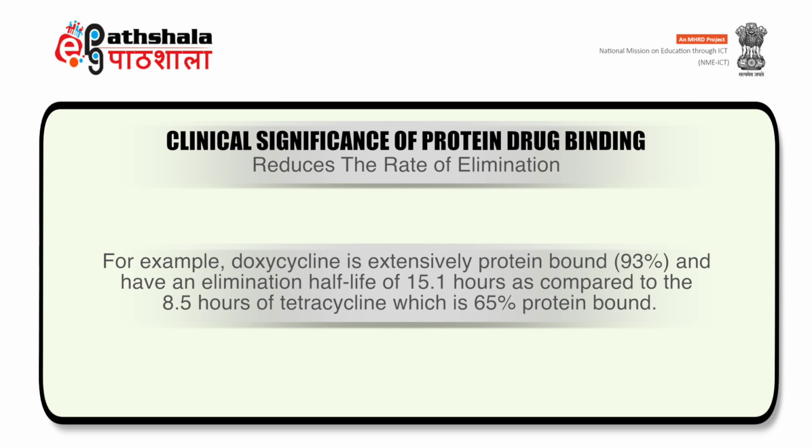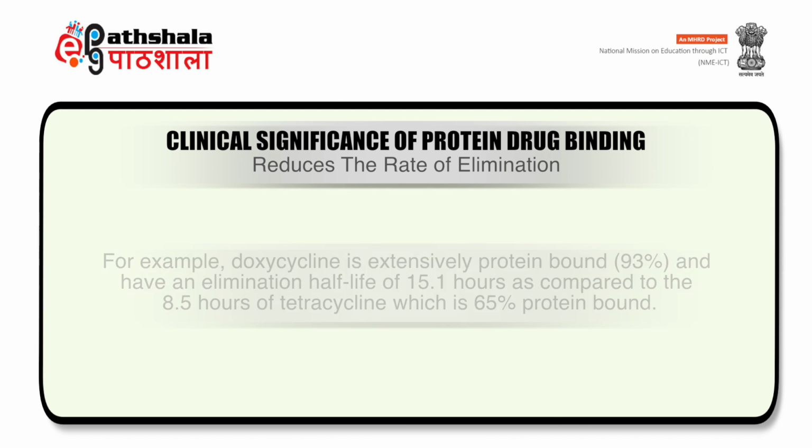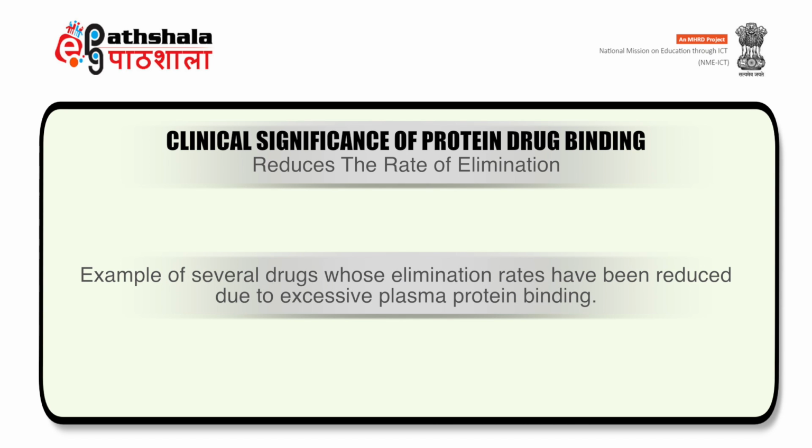For example, doxycycline is extensively protein bound and has an elimination half-life of 15.1 hours as compared to the 8.5 hours of tetracycline, which is 65% protein bound. There are examples of a large number of drugs whose elimination rates have been reduced due to excessive plasma protein binding.